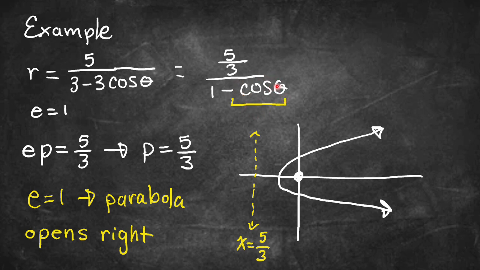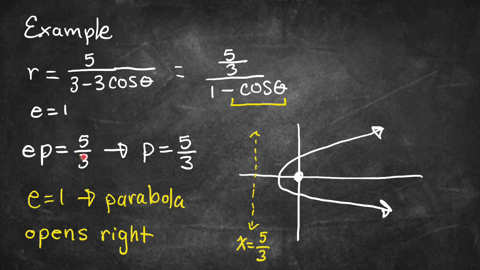Now, because this is a cosine theta down here, I know it's going to either open to the right or to the left. The minus right here indicates that it's going to open to the right because our vertex is going to be to the left of our pole. So here's our focus point for the parabola. Here's our vertex that's to the left of the origin. And then our directrix is going to be the distance of p from the focus out.